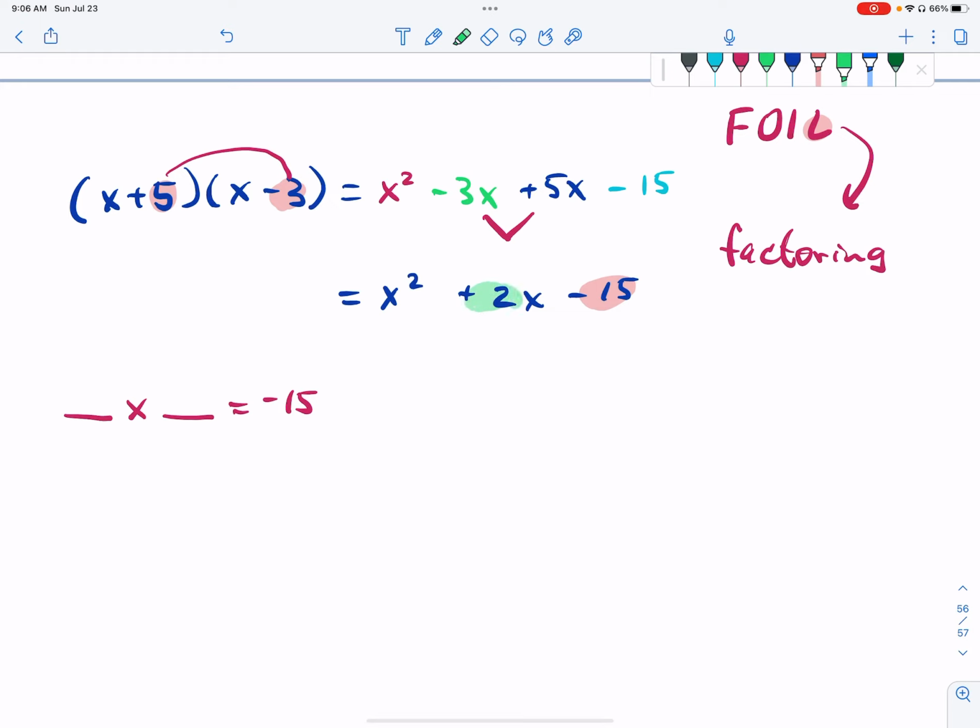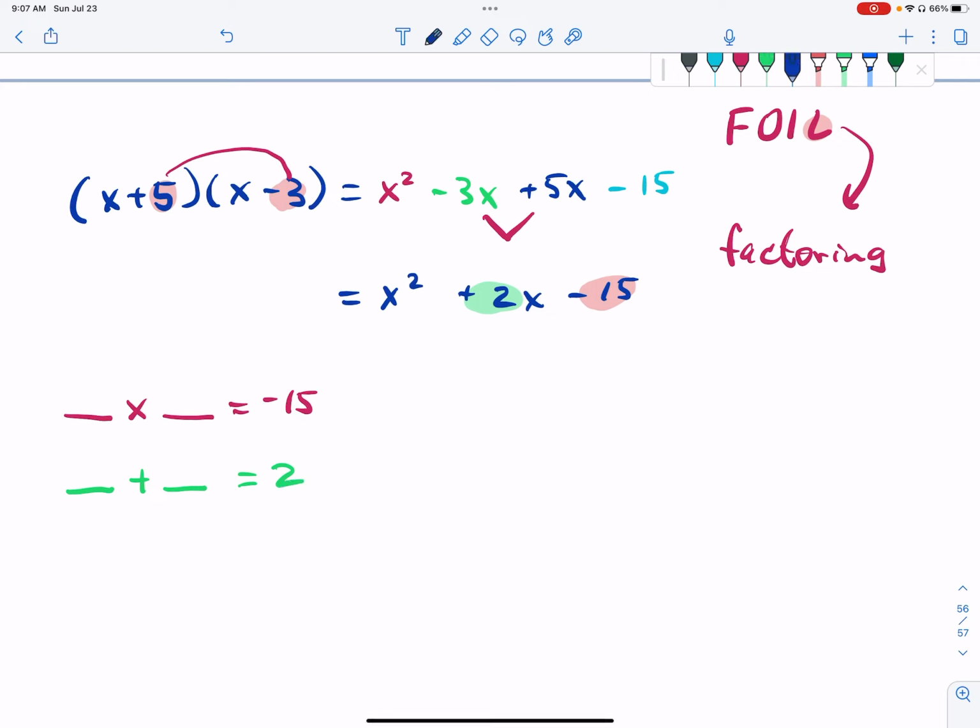The middle term here is a positive 2x. We just want to focus on the 2, though, the positive 2. And notice where it came from. It came from combining the -3x and the 5x. The -3 and the 5 were also the same numbers inside of the parentheses, because it was the products of the outside terms plus the products of the inside terms. So if I just take those two numbers and add them together, I'm going to get the middle term. So it's two numbers that we're trying to add together to get the middle term of 2.